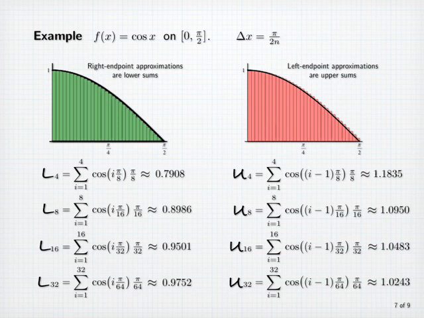So notice here that as n increases, the lower sums are increasing and the upper sums are decreasing. And in fact, the actual area is going to be greater than all of the lower sums and less than all of the upper sums.